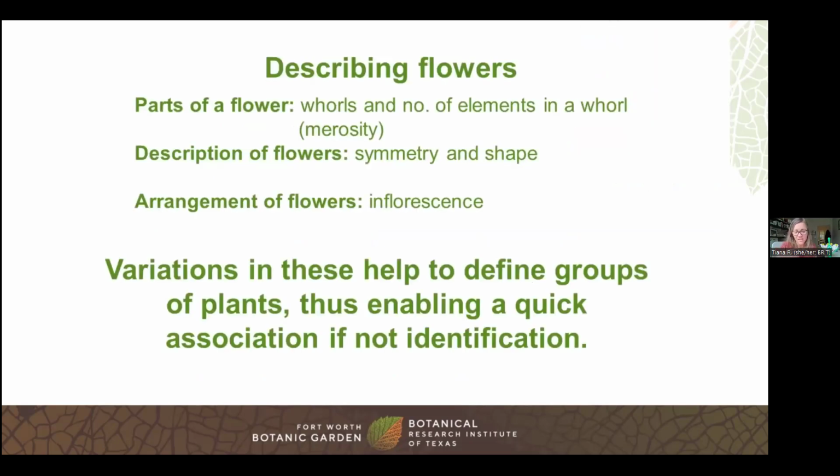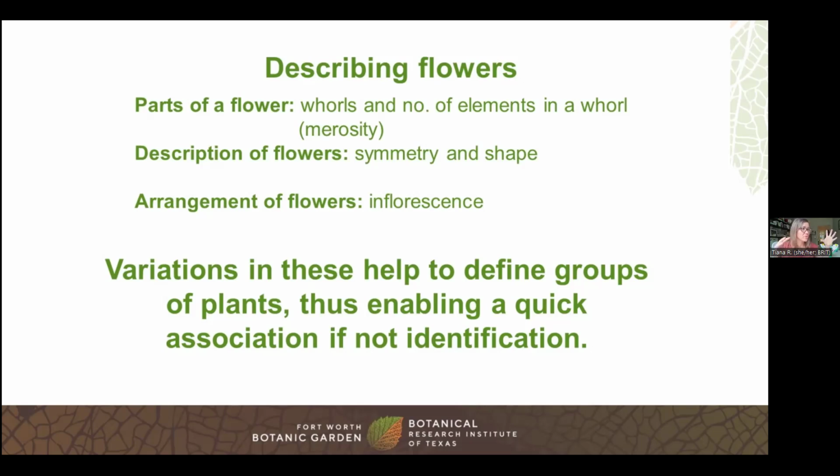Floral morphology, the forms and structures of flowers. So these few slides are taken from a presentation that many botanists here at BRIT have put together, and most recently they've been modified by myself, Brooke Best, who's our Director of Texas Plant Conservation, and Jessica Lane, who is our Herbarium Collections Coordinator. And this is just one section of this course that we've taught before, but it's about describing flowers.